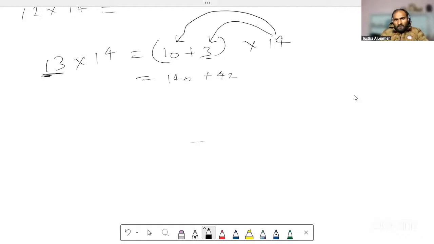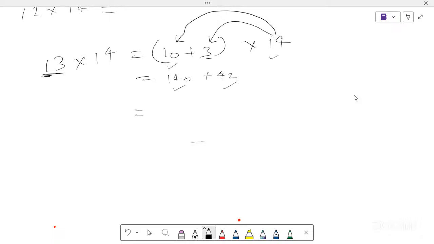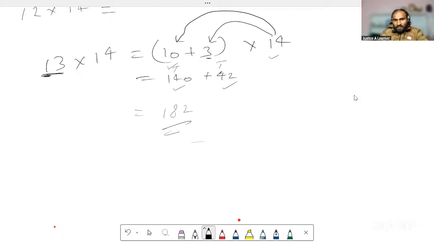So I was saying, 14 tens are 140 and 14 threes are 42, right? So I can simply add them. Here is also one trick. I would not add this directly. This is the tens value, place value, and this is the tens value, right? So the answer is 182. So this is the way we'll be doing.